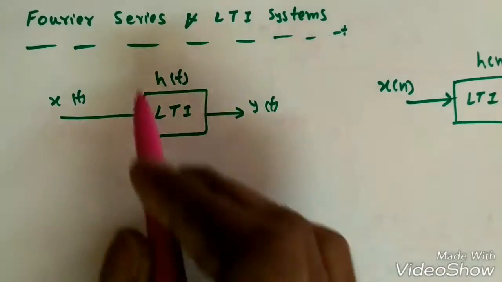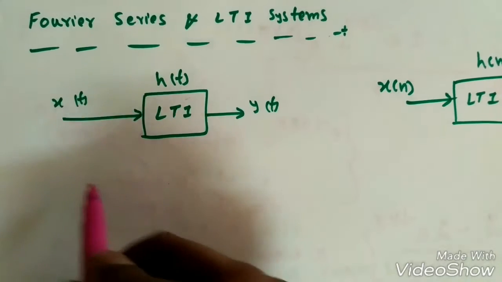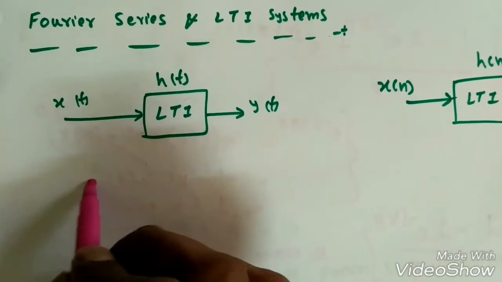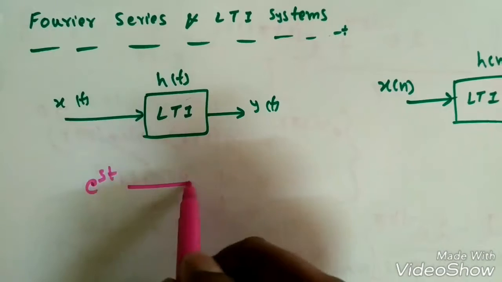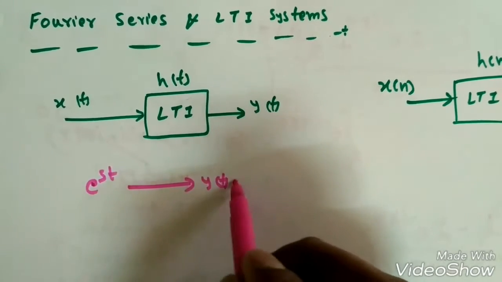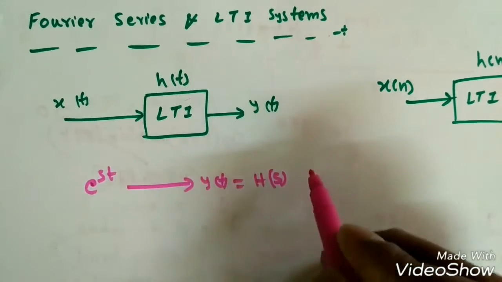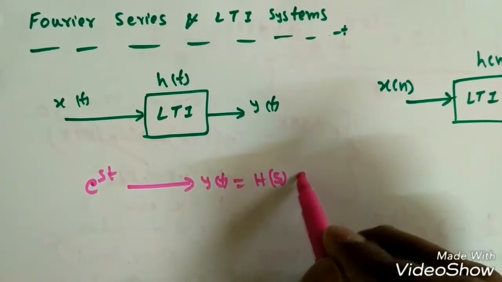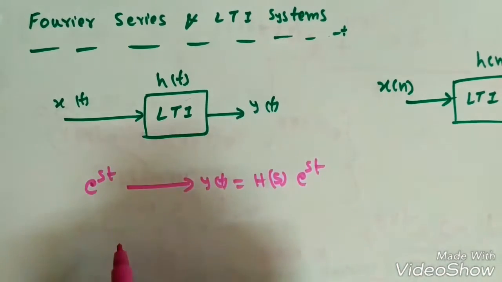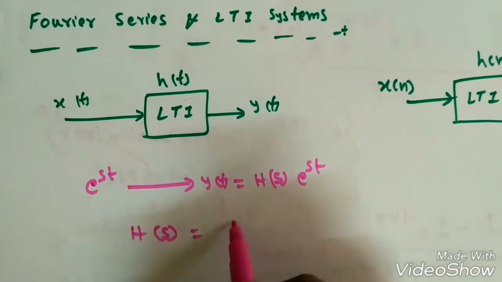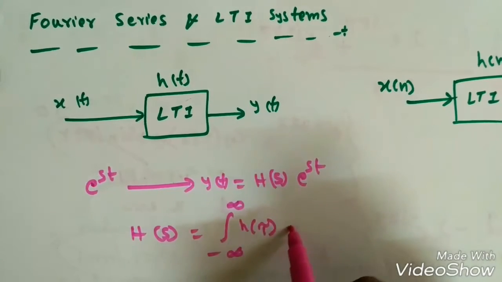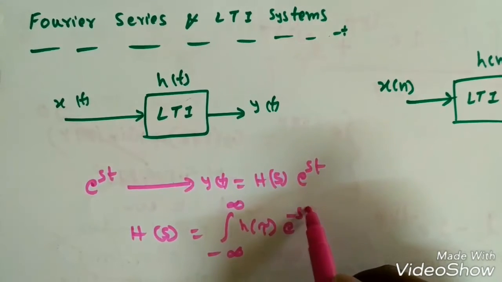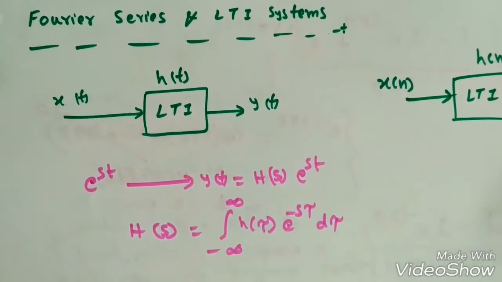We will see the Fourier series and the LTI system. Just now we have seen that if you apply an exponential signal, a complex exponential signal, we will get y of t as some h of s, which is a constant, into e power st, right? And what is h of s here? Integral from minus infinity to infinity of h of tau e power minus s tau d tau, right?